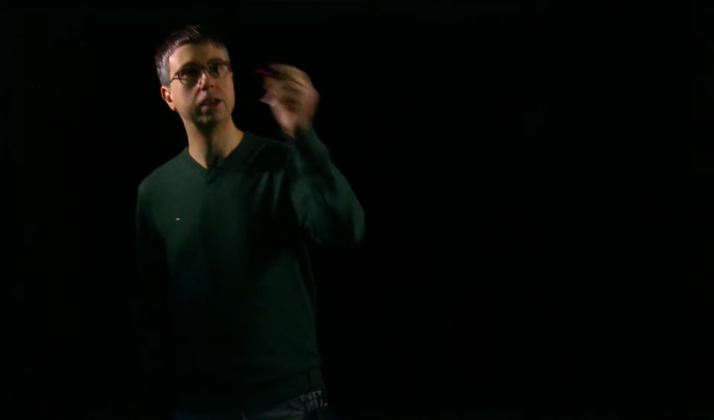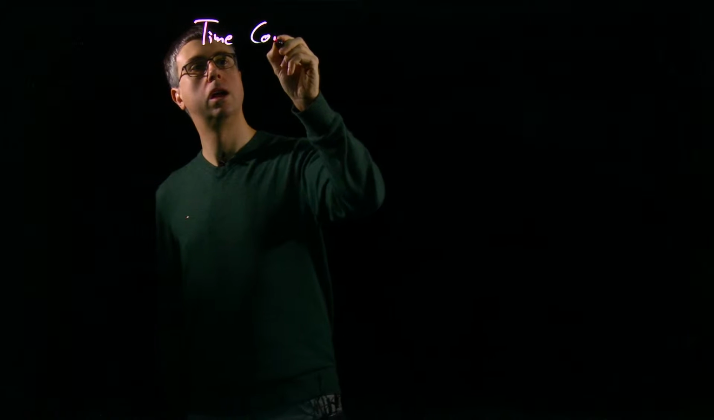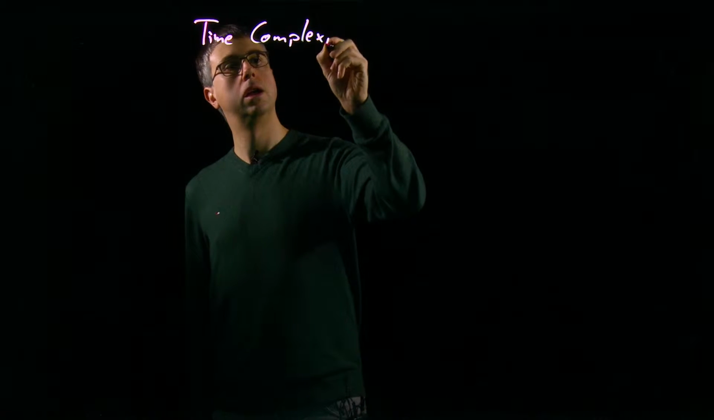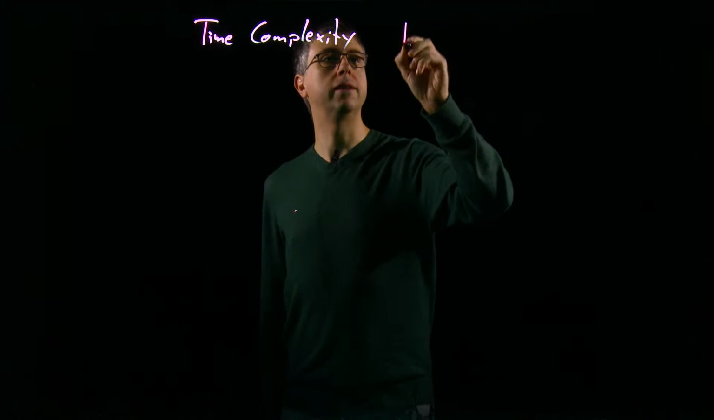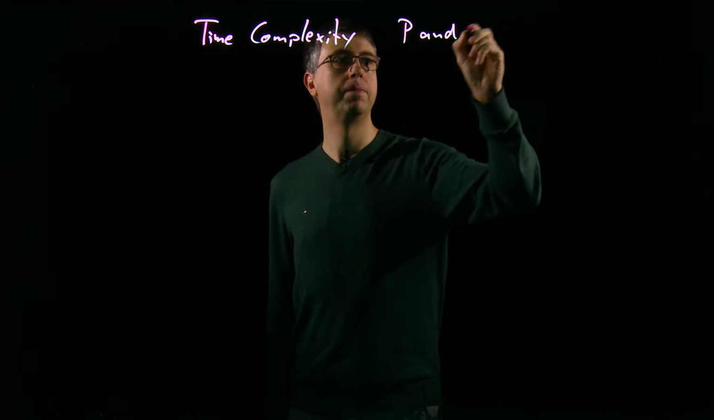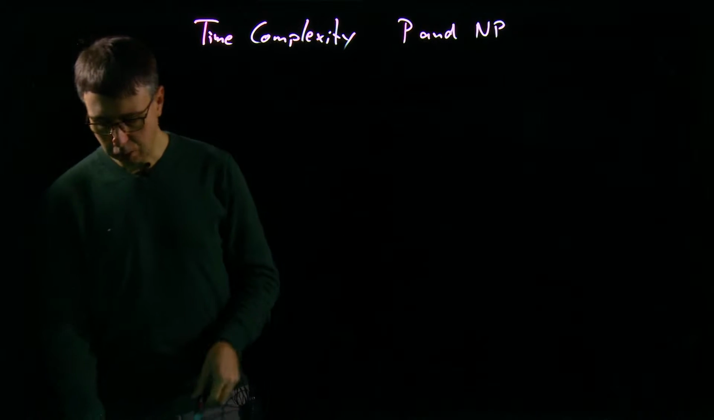In this video, we have a closer look at the famous complexity classes P and NP. And I will show you how you will be able to gain $1 million after seeing this video. So what we consider is time complexity, and the classes we are looking at are P and NP. We start with P.